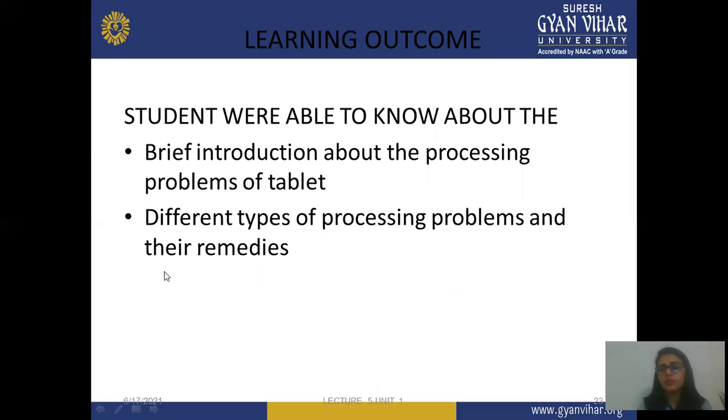This is all about the different problems that occur during granulation, and you should know about these outcomes, meaning why these problems occur and how to overcome them in brief. And next is the processing method, or how the processing of tablet compression takes place.